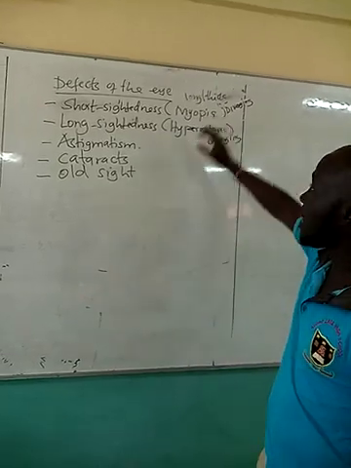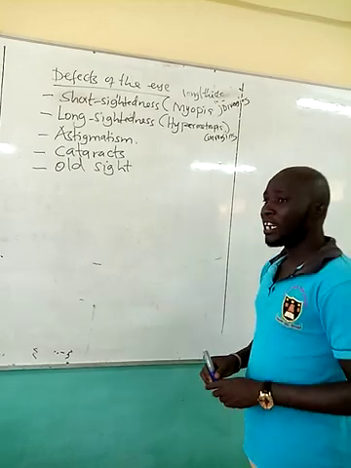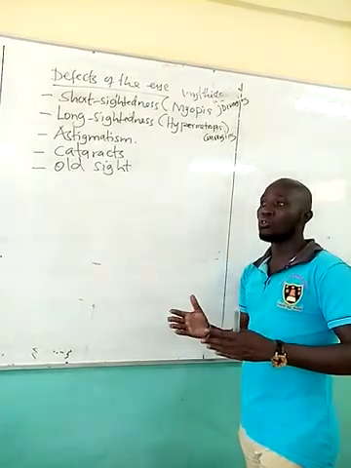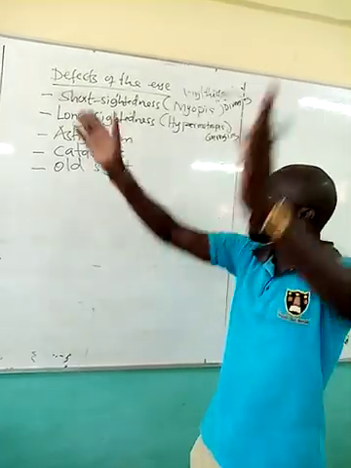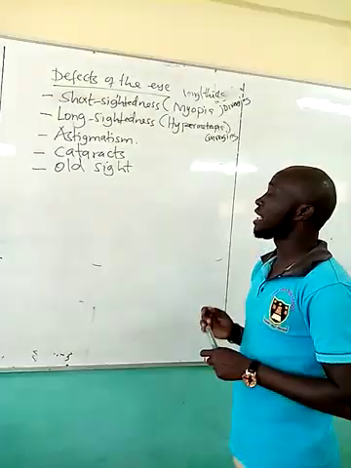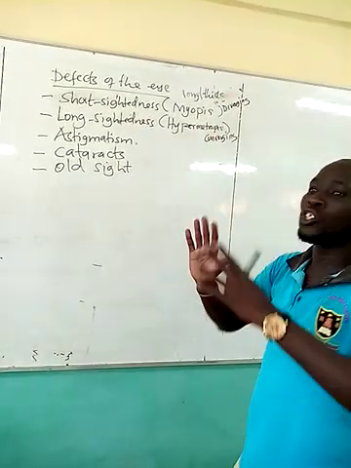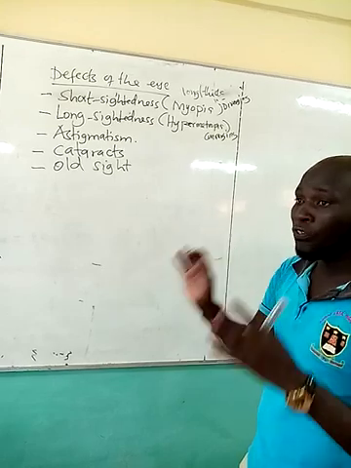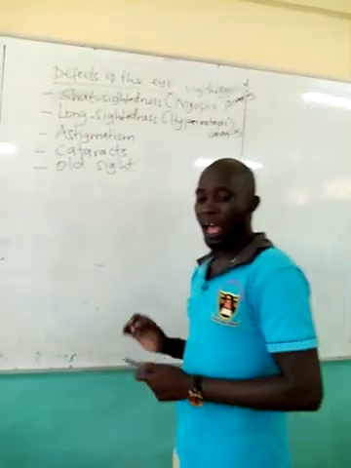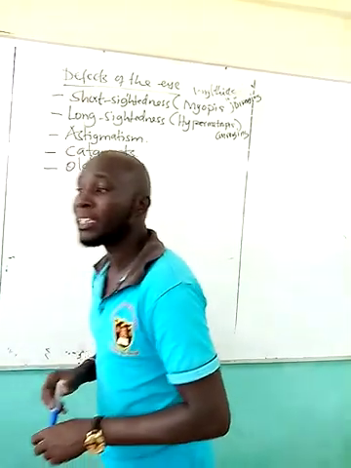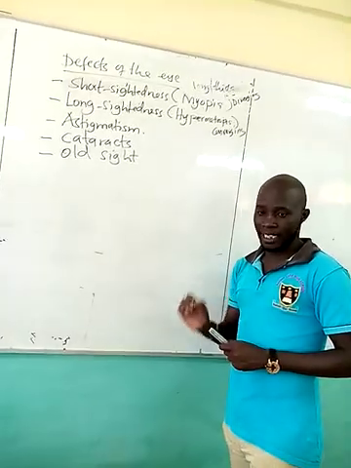Number one, an individual may have a very long eyeball. A very long eyeball tends to make the light rays greatly diverged so that they don't get focused on the retina. And at the same time, when the lens is too thick, the image, instead of being formed on the retina, is formed in front of the retina. That is short-sightedness.